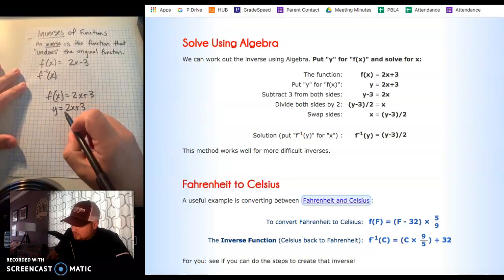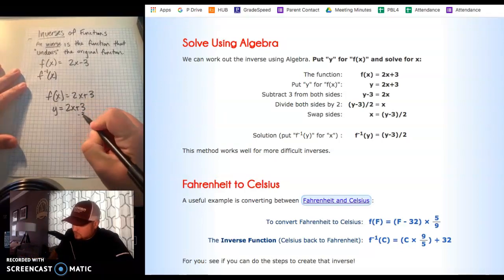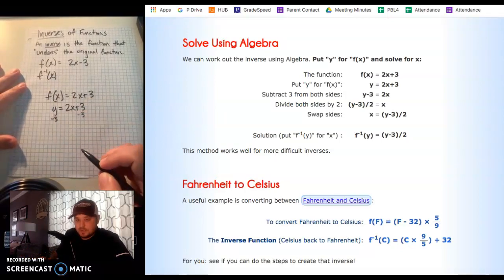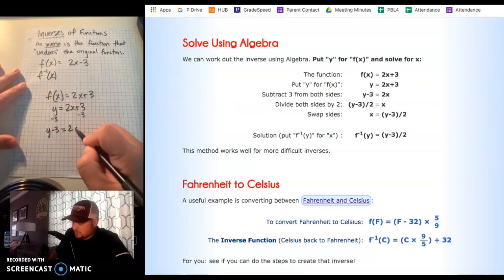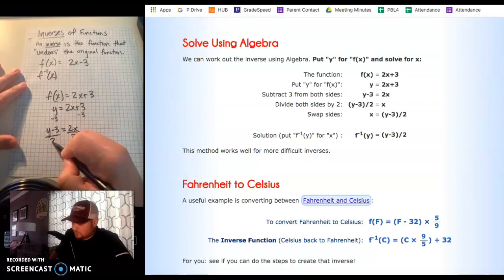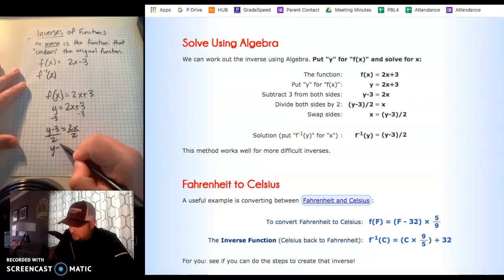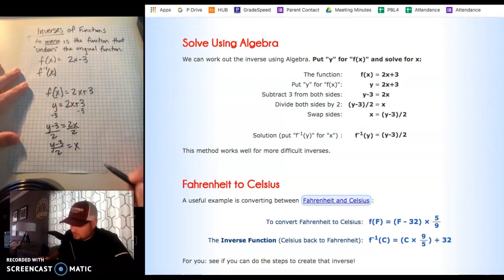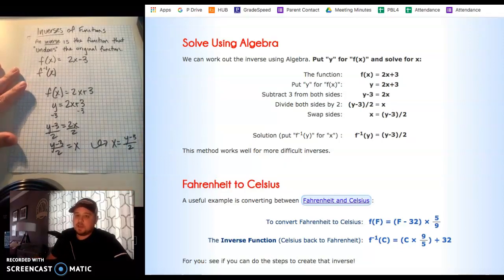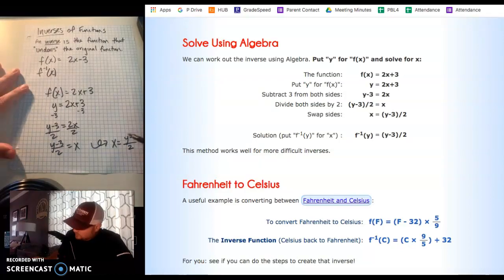To get the x by itself, first I need to subtract 3, just like they did up there. You can see that we end up with y minus 3 equals 2x, and then we divide by 2. And we end up with y minus 3 over 2 equals x. Then you can do the little swapping sides like they did, and so you end up with x equals y minus 3 over 2. So that is our inverse function.